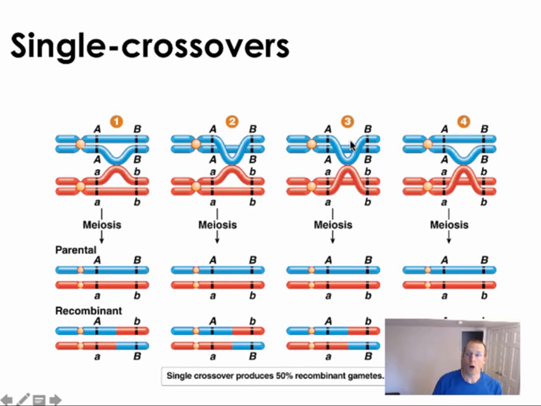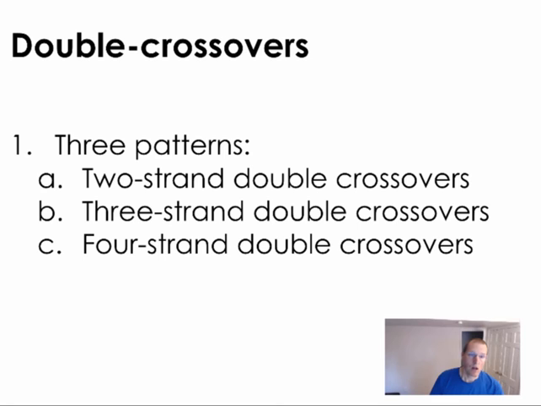So you're not going to get 50 and 50 all the time. You're going to get some value between 0 and 50 in terms of your recombinants, and then the value for your parentals is going to be much, much higher than that. And that's a reflection of that notion that the further the 2 genes are apart, the higher the recombination frequency is.